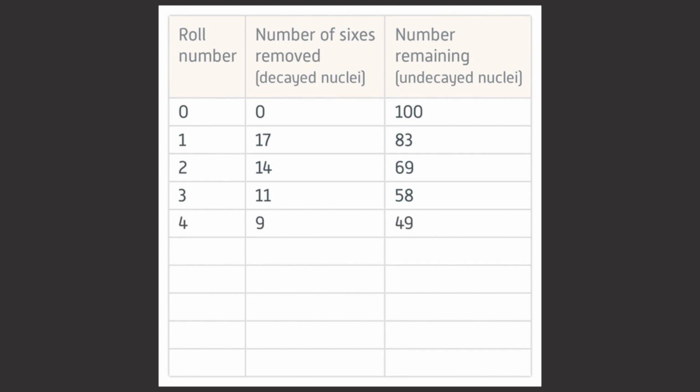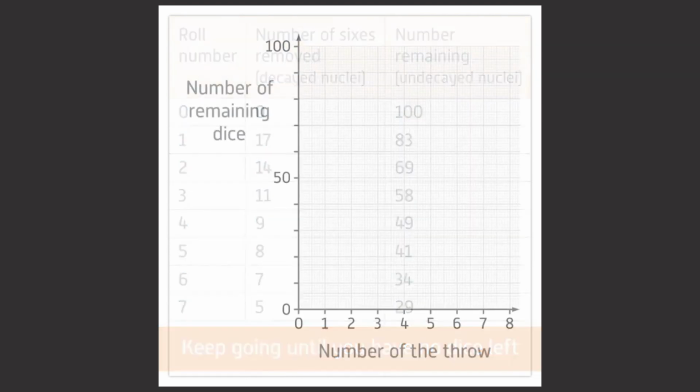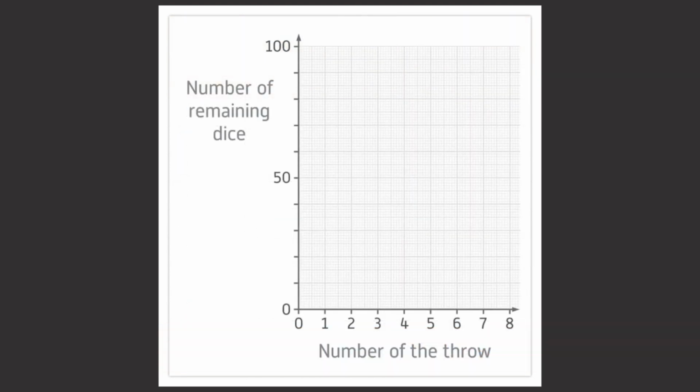Roll 4, 9 6s, 49 remain. Roll 5, 8 6s, 41 remain. Roll 6, 7 6s, 34 remain. Roll 7, 5 6s, 29 remain. Keep going until you have no dice left. You can now plot a graph. Put the number of the throw on the x-axis and the number of remaining dice on the y-axis. What shape of curve does this give you?